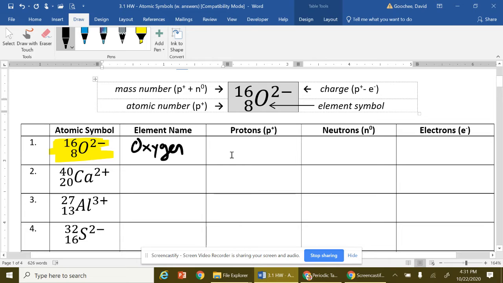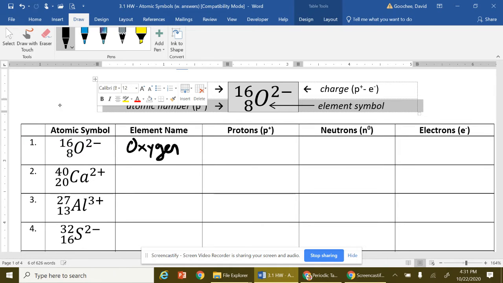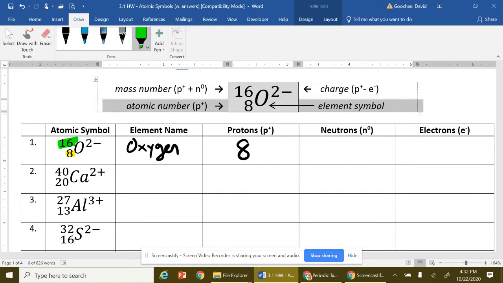So the number of protons in this atom is, well, that bottom left number is the number of protons. So we have 8 protons. How many neutrons do we have? Well, we know that the mass here is 16, and the mass number equals protons plus neutrons. So we have 8 protons. 8 plus what equals 16?